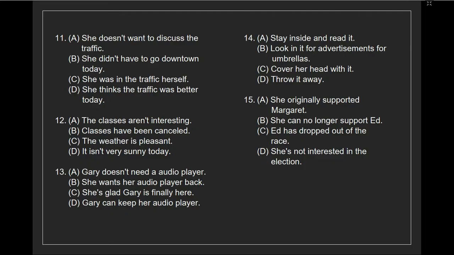Number 15. I think Ed is the best choice for president of the student assembly. So do I, now that Margaret's dropped out of the race. What does the woman mean?